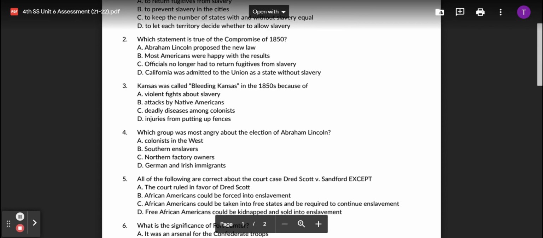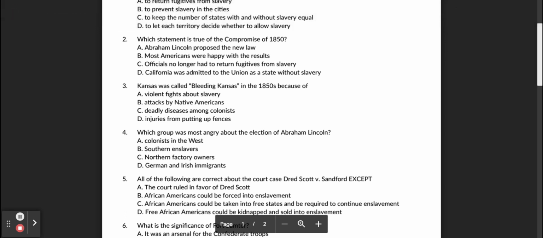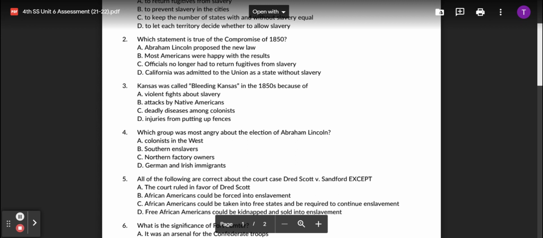3. Kansas was called Bleeding Kansas in the 1850s because of A. Violent fights about slavery. B. Attacks by Native Americans. C. Deadly diseases among colonists. Or D. Injuries from putting up fences.